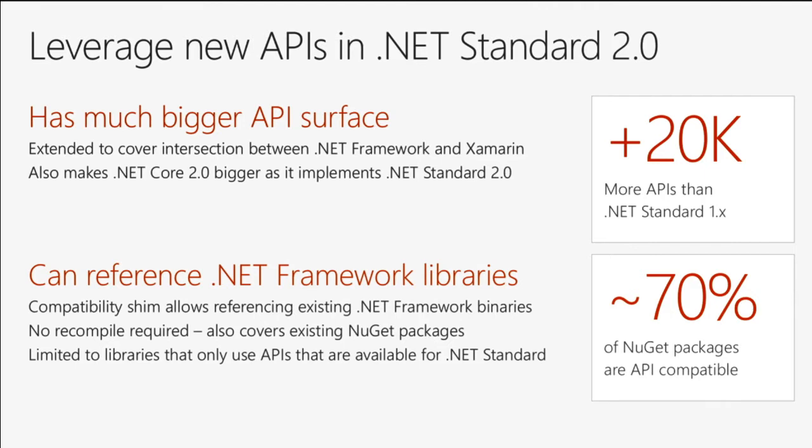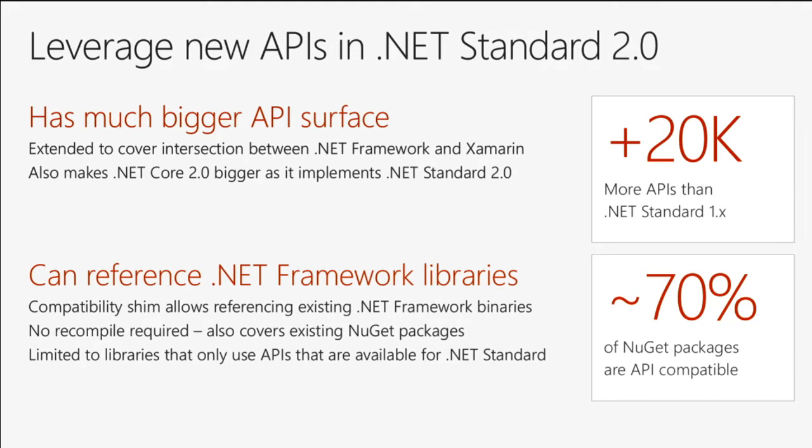In fact, we added so many APIs to .NET Standard 2.0 and also to .NET Core 2.0 that we now support a binary compatibility story. You can take your existing .NET Framework libraries and reference them from your .NET Core apps or your .NET Standard libraries, and for the most part, they will just work. As long as they only use the API surface area available in .NET Standard 2.0, they will be just fine.